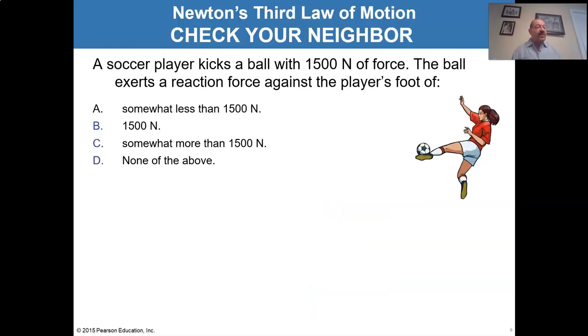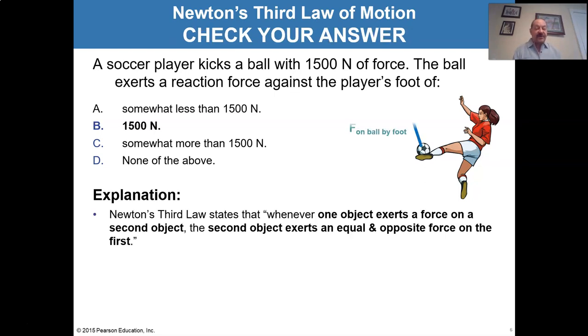So, quiz question. A soccer player kicks a ball with 1,500 newtons of force. The ball exerts a reaction force against the player's foot of somewhat less than 1,500 newtons, 1,500 newtons, somewhat more than 1,500 newtons, none of the above. Well, I hope from what I just told you, you would know that anytime an interaction happens, there's an equal and opposite reaction force by the other object onto the first object. So the answer is 1,500 newtons.